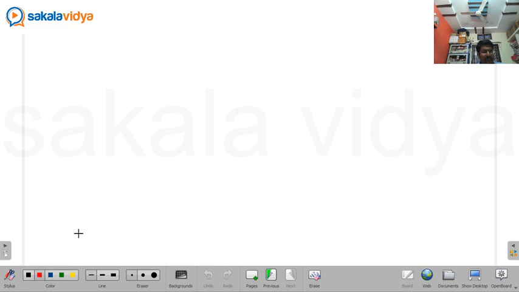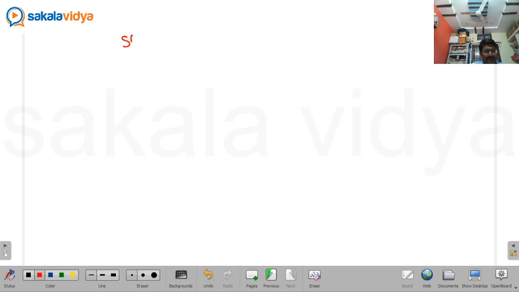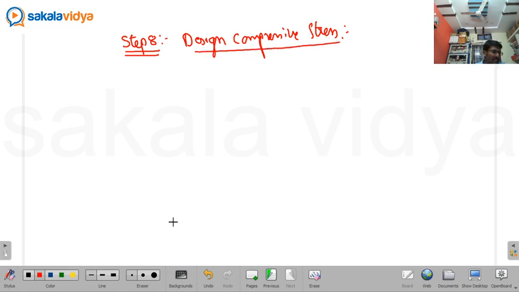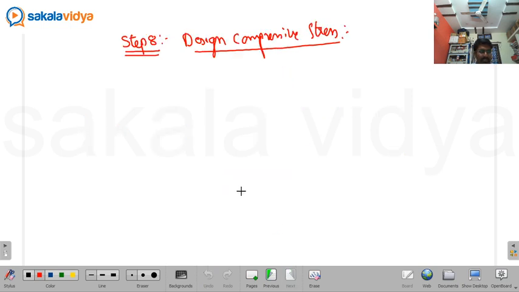Now step number 8: design compressive stress. We can take either of these classes. In design problems we can take either class B or class C, anything for solving this design compressive stress. So now I'm going to take class C.